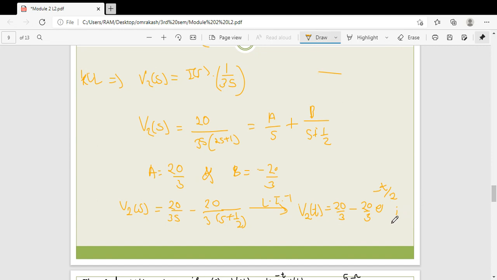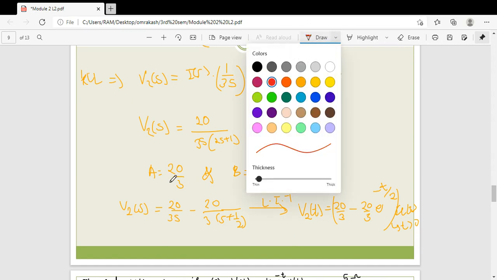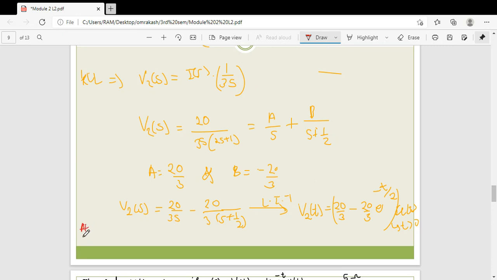This is for all t greater than or equal to 0. Yes, unit step input is there. Now see, at steady state, what is the value of t? T tends to infinity, right? At infinite time, the circuit acts as a steady state, right?